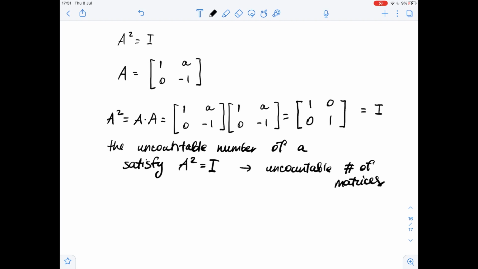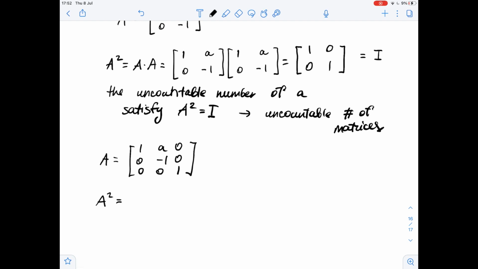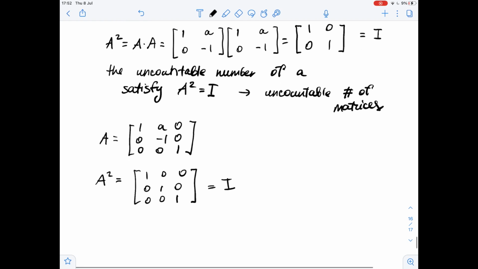Now let's similarly do that for n by n matrices. For instance, if n equals 3, we can have A equals [1, a, 0; 0, -1, 0; 0, 0, 1]. In this case, A squared also equals the identity matrix [1, 0, 0; 0, 1, 0; 0, 0, 1]. Identity matrix.